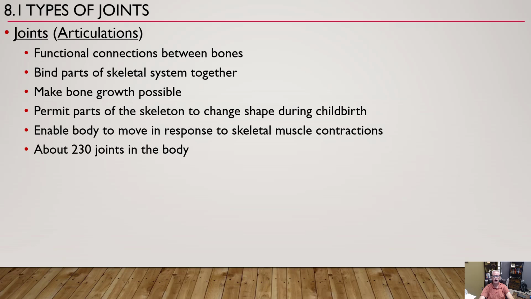We have about 230 joints in the body. Remember, we have about 206 bones in the body. So some bones articulate or join together with multiple bones. Joints obviously make bones able to move when skeletal muscles contract. So skeletal muscle contraction enables you to flex your arm, for example.